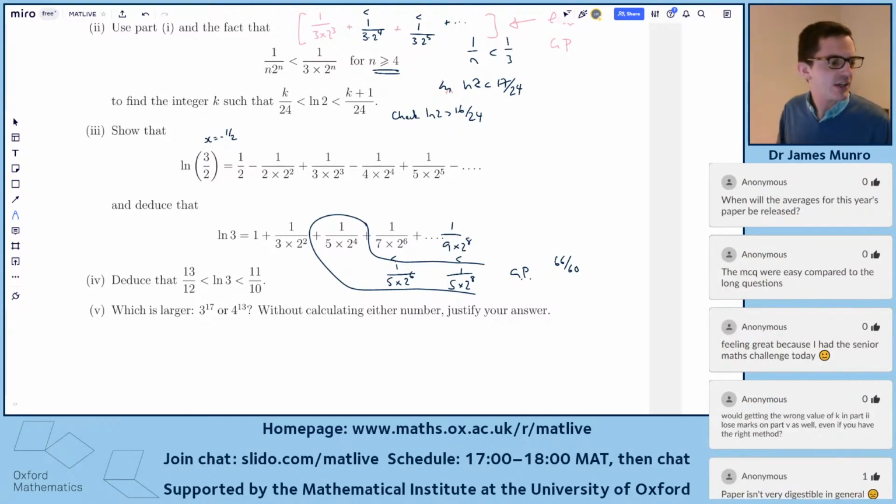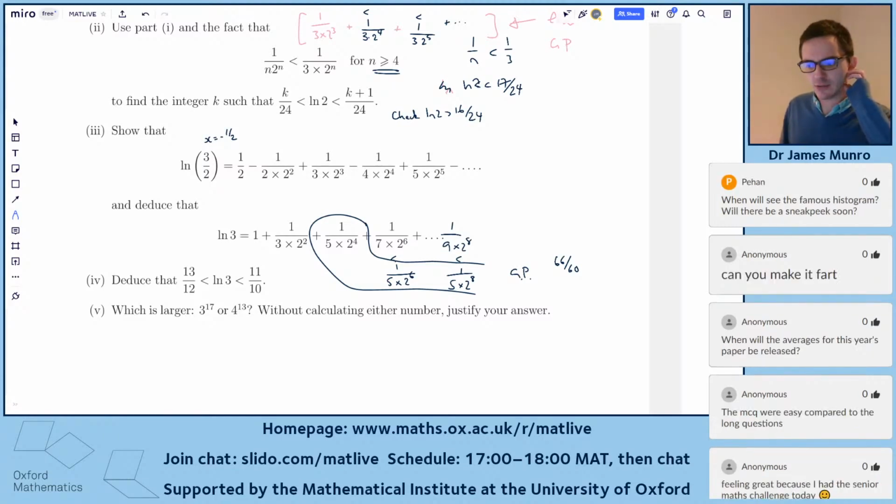Wrong value of k, what does that actually say? Wrong value of k in part 2, lose marks in part 5 as well. Well, it might make it hard for you to tell which of these numbers is bigger. So I think it might mean that you can't do the last part if you've got the wrong value of k, because you can't tell which number is bigger. There's a way to do the last part using the facts that you proved along the way.